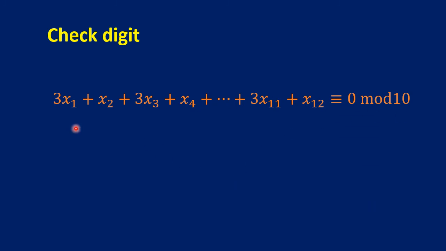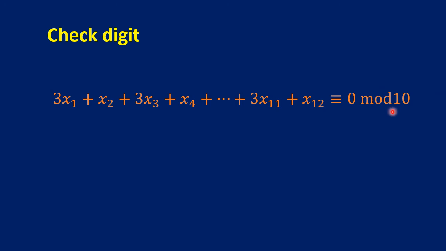In order to get the check digit, we follow this rule. Take note that you have 3 times the first digit. For the odd positions, you always multiply by 3, and then you add it. For the even positions, you just add the digit by itself. Then we add everything, and then we find the sum modulo 10.